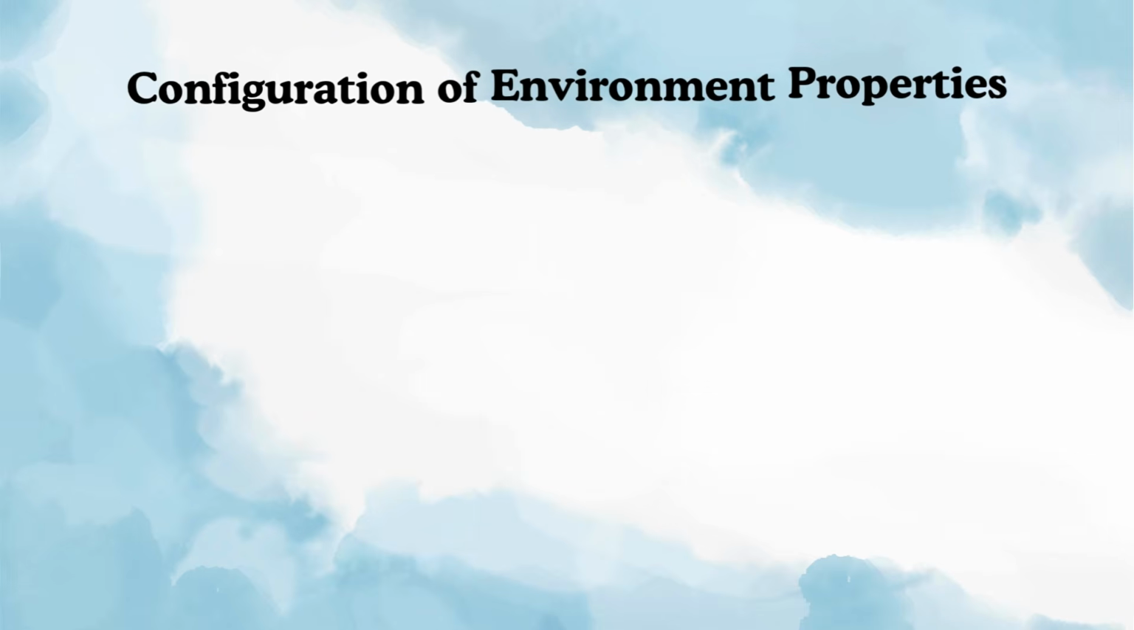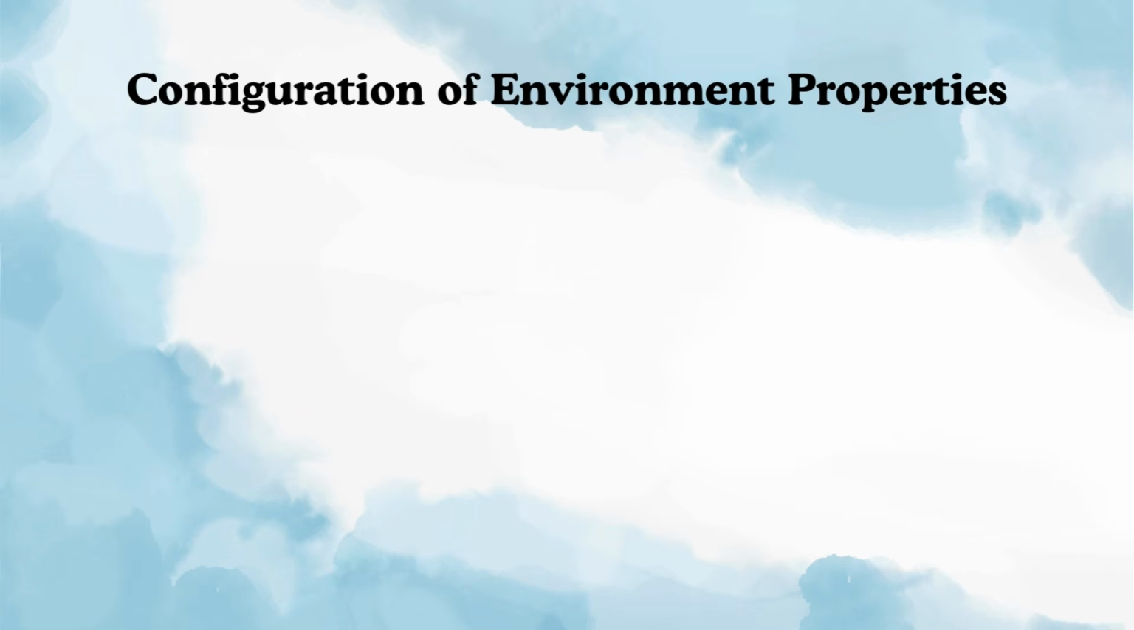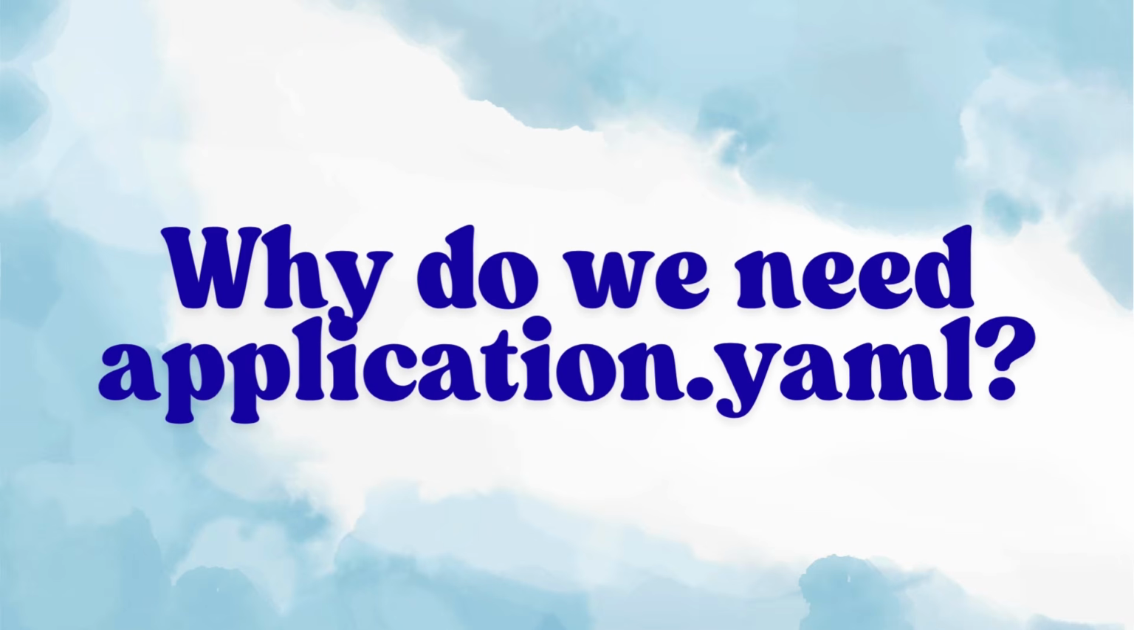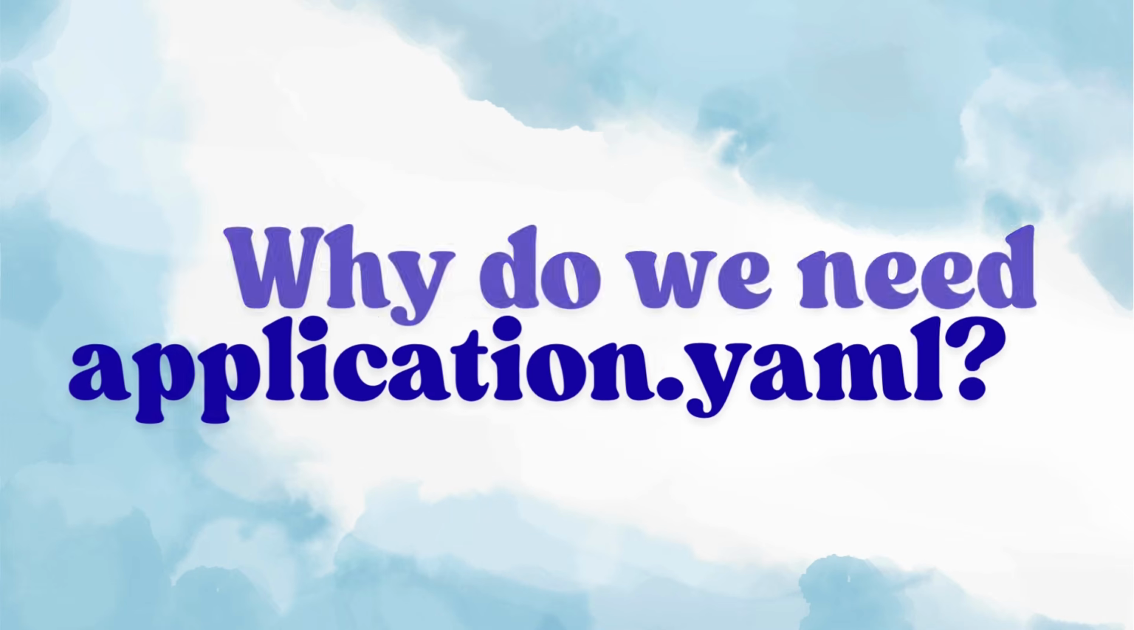Now so far, we have seen how to configure environment properties using the application.properties file and how to work with multiple Spring profiles in your project, right? But when we already have a perfectly working application.properties file, then why do we even need an application.yml file? Correct. So there are two good reasons, and one by one we'll look into both of them.